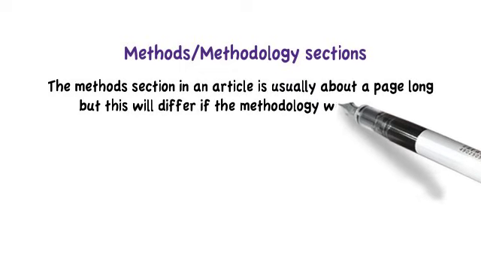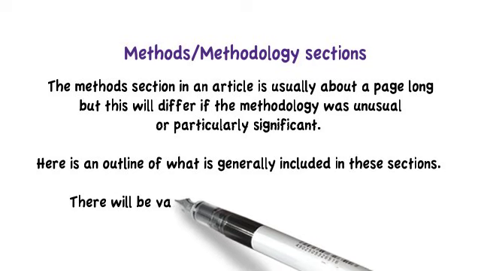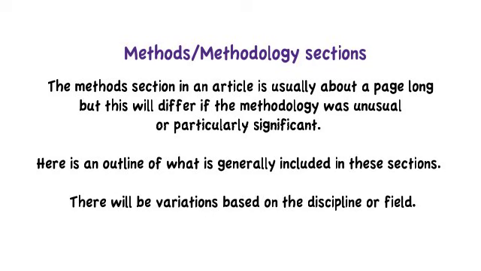In the methods or methodology sections, this is where you explain how you went about conducting the research. The difference between methods and methodology is that in the sciences you would usually talk about methods, whereas in the social sciences you would include the philosophy around the methodology. So it's usually a page long, but it might be longer depending on your particular project or if the methodology was quite significant. And there will be variations depending on your discipline and your field.